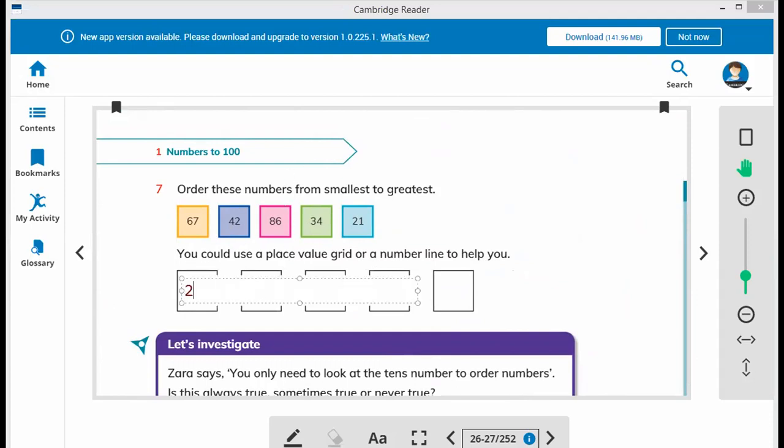So 21. After 2 comes 3. So we will say it is 34. After 3 it comes 4. So we can say 42. 5. There is no number with 5 tens. So we will go on to 6 tens. So 67. And then we have 86. So we started with the smallest to the greatest.